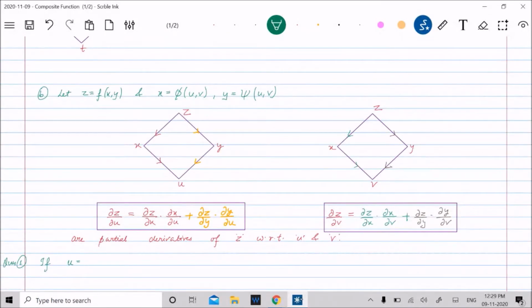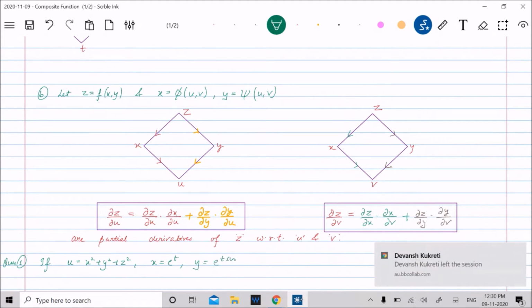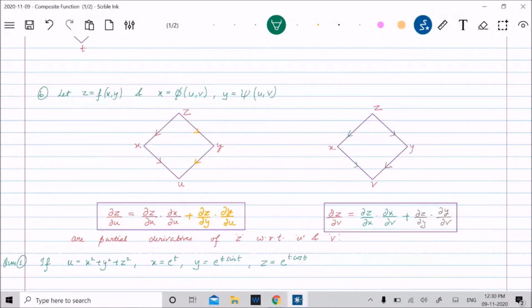u is equal to x squared plus y squared plus z squared, right? And x is further depending on t. You can see that u is depending on x, y, z, right? x is depending on t, y is also depending on t by this function, right? And z is also depending on t by this function, right? You have to find.